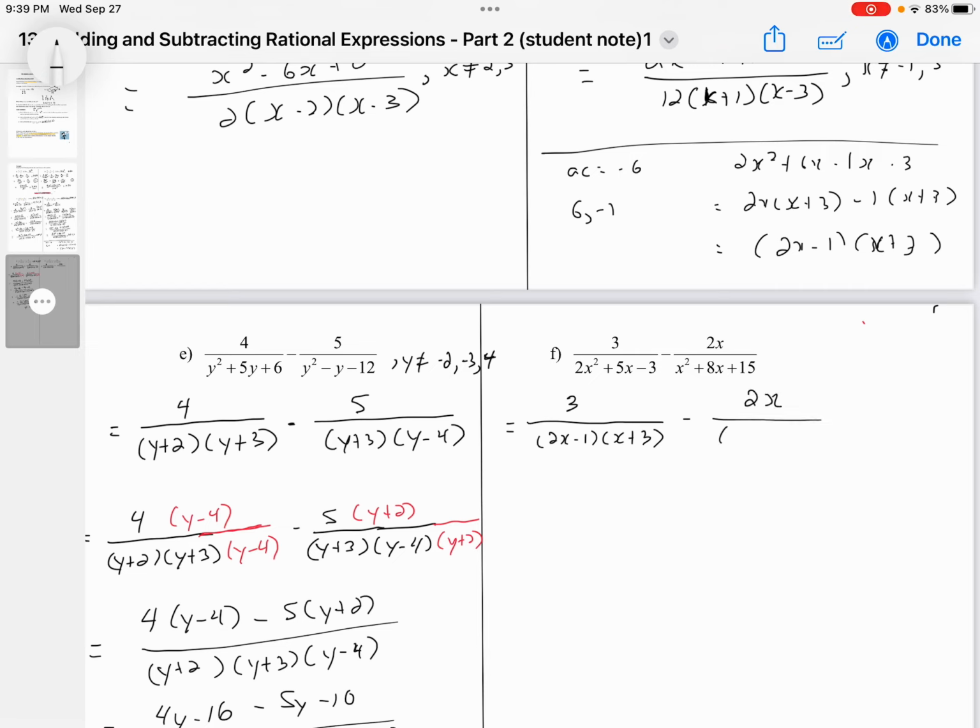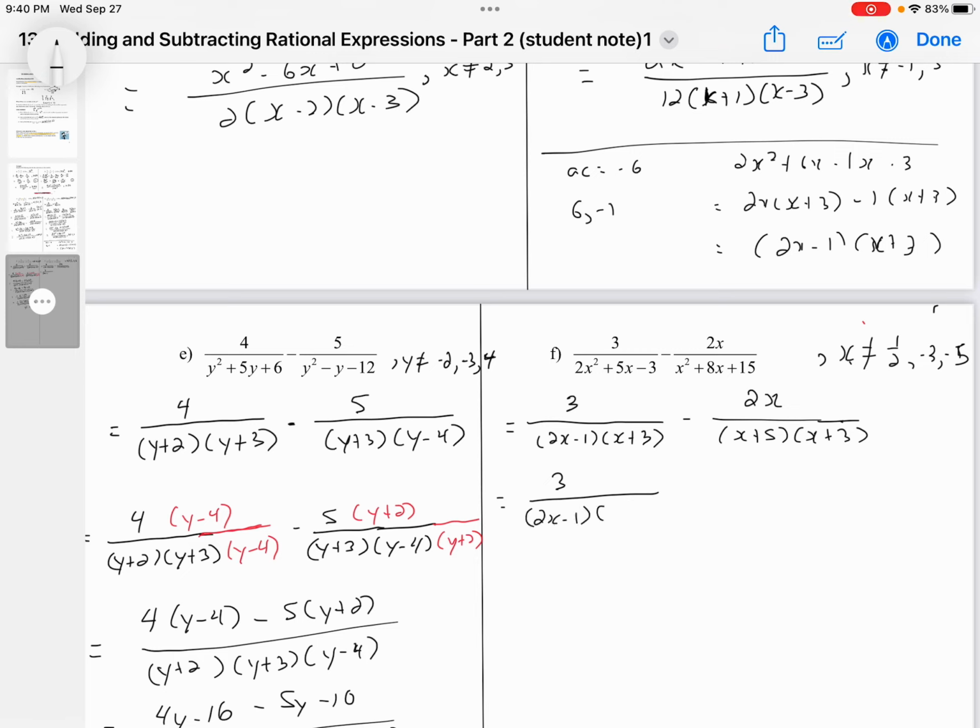Second one, much easier. Two things that multiply to 15 but add to 8, 5 and 3. And then state those restrictions. X can't equal 1/2, -3, or -5. There's the three restrictions. Now, buy yourself a little space, which again, if you're right with me, you're starting to think, when I factor, I'm going to do that extra space. Why are you putting in an extra step? Well, because I'm teaching it, not doing it. When you do it, hopefully you buy yourself that extra space as it's happening.